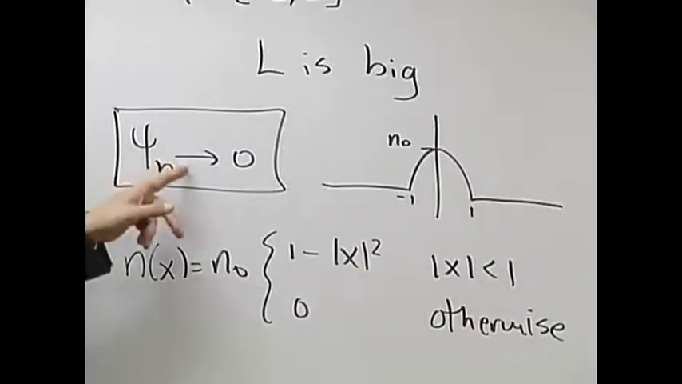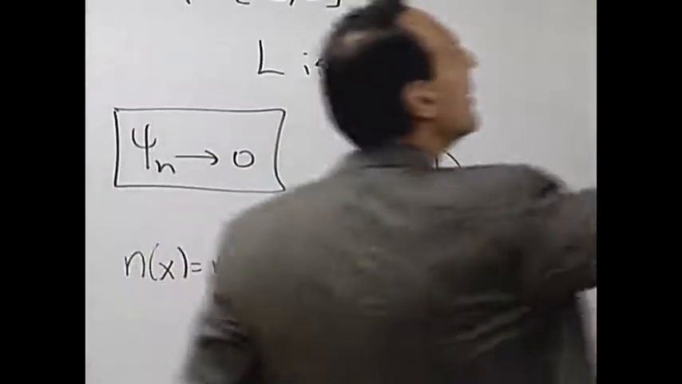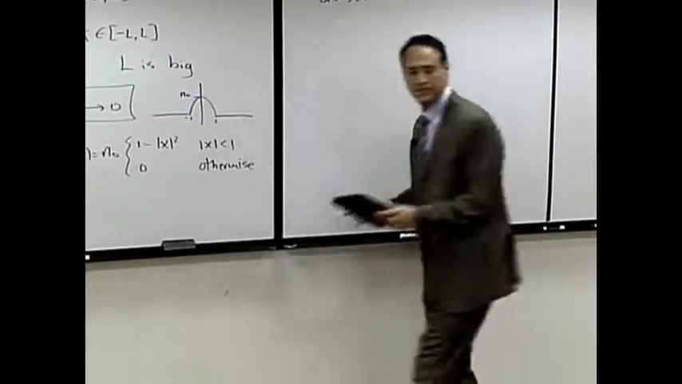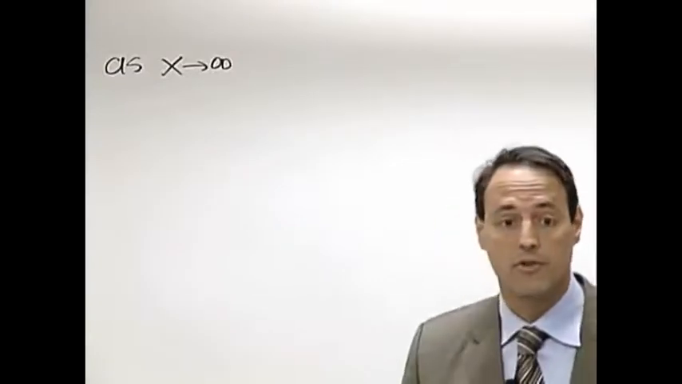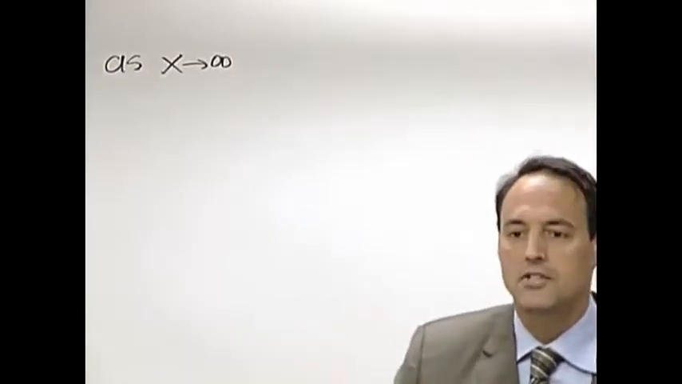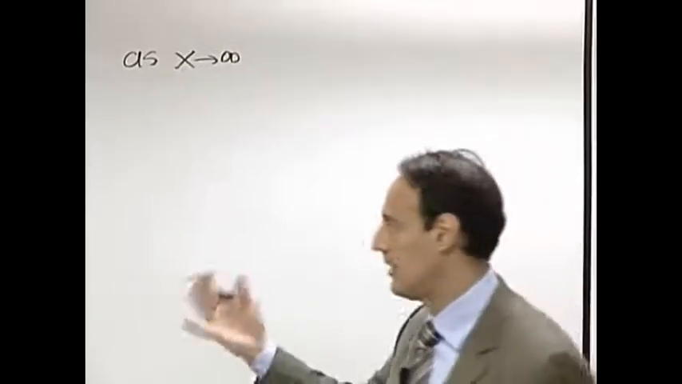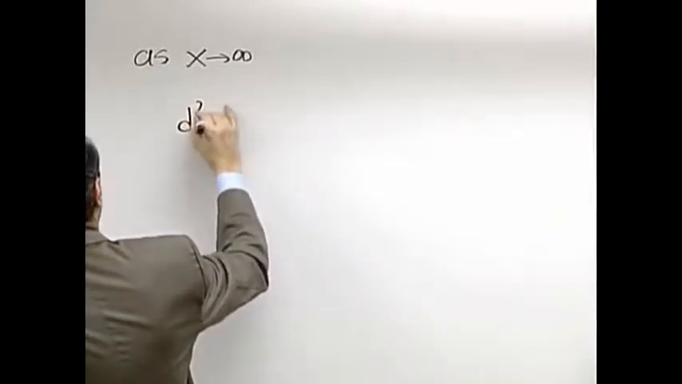So now I can start addressing this question here. Let's look at the following. What happens as x goes to infinity? First of all, what happens to our differential equation? What is n of x way out at infinity? 0. So then your differential equation becomes the following.